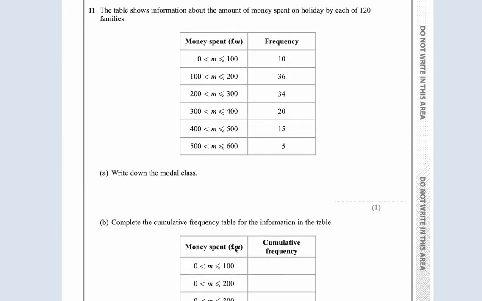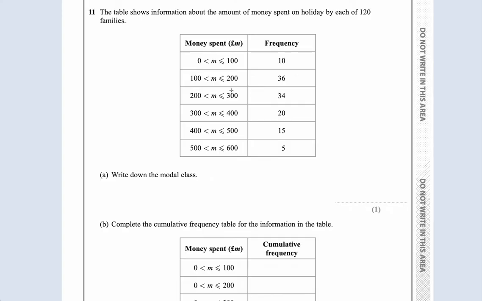Okay, question 11. This is a frequency table, and it shows information about the amount of money spent on holidays by each of 120 families. 10 families spent between 0 and 100 pounds, 36 families spent between 100 and 200 pounds, etc. Write down the modal class.